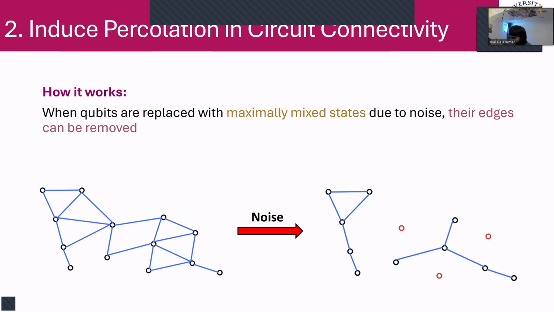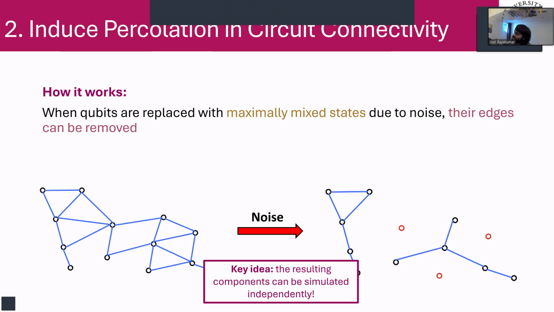And the idea is, if you have enough buildup of noise, you're going to remove enough edges that your graph splits into small little subcomponents. And once this happens, all of the entanglement is within each subcomponent, and the resulting components can be simulated independently.